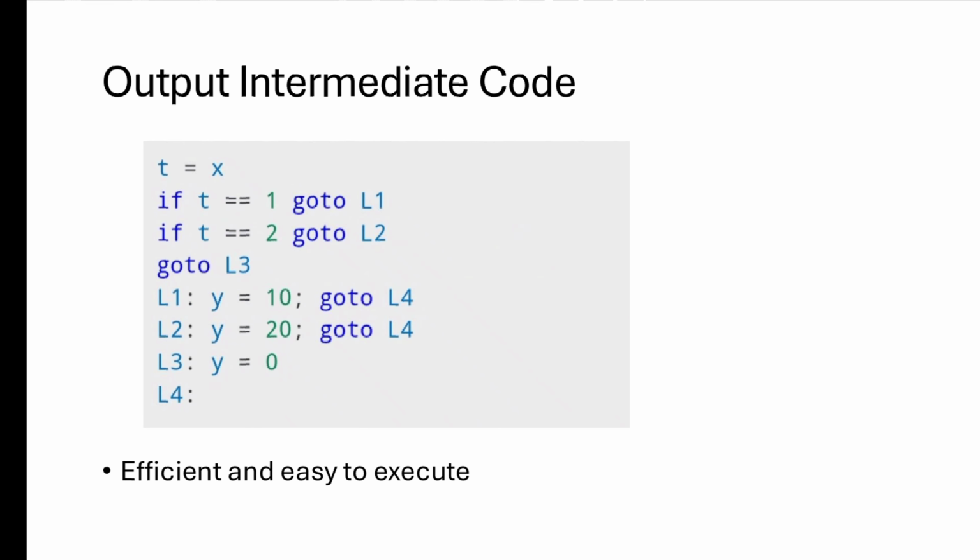The output intermediate code will be: we first store x into a temporary variable. Then we check if the value is 1, go to label L1. If it's 2, go to label L2. If neither, go to L3, which is the default case. Each label does its job and finally jumps to L4, which marks the end. This code is much easier for a machine to execute and keeps our logic clean.